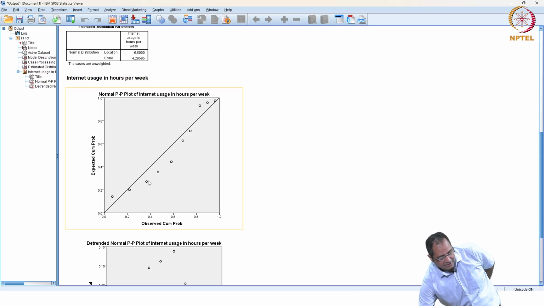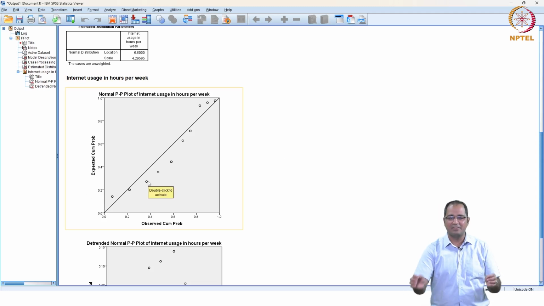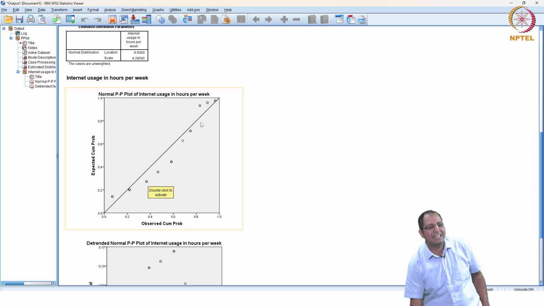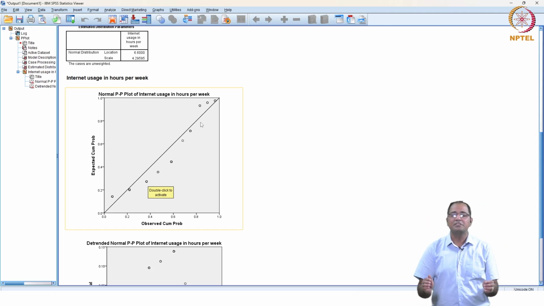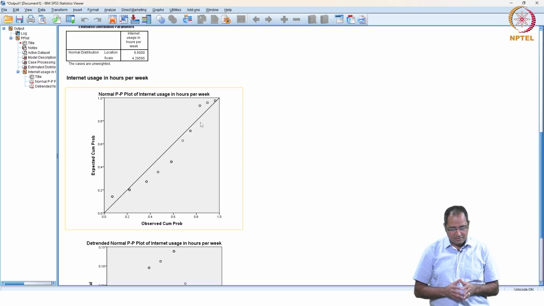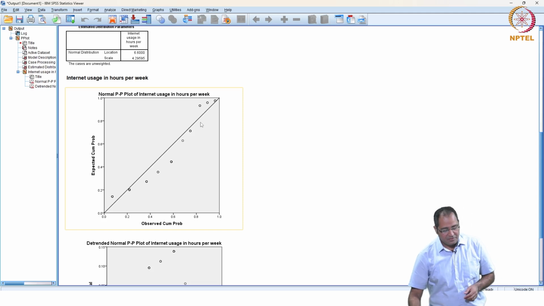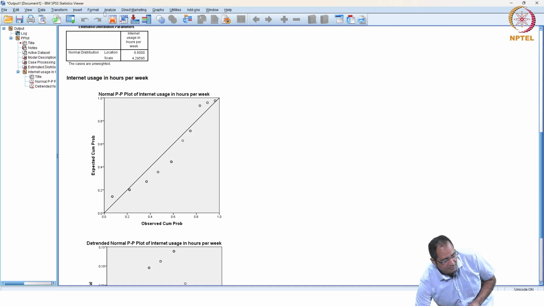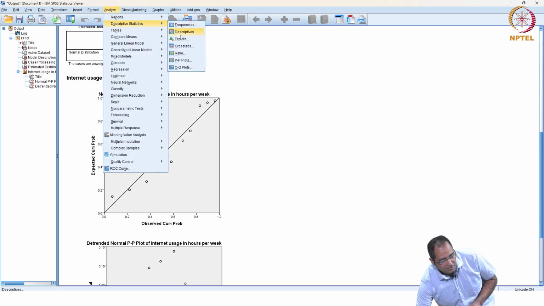In this graph, if the points are very close to the central line, almost sticking to it, then you say that the normality assumption is met. Otherwise it is not. In this case, it doesn't look to be satisfied. Likewise, a QQ plot is also there. We will now look at statistical tests, because this is just a graphical plot.